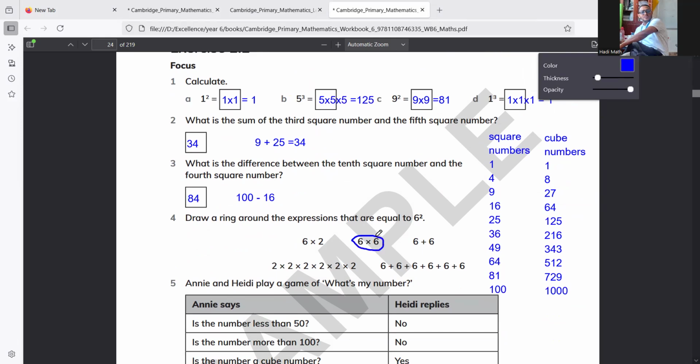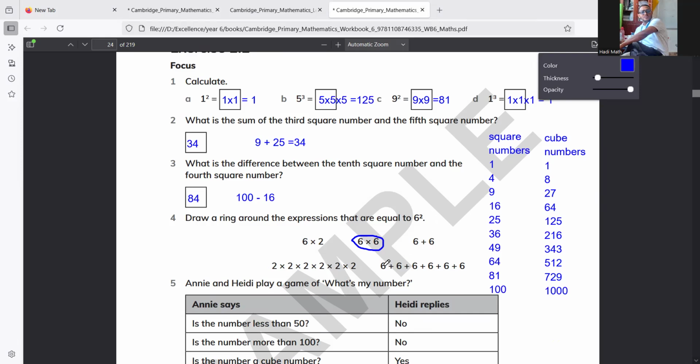You draw a ring around this one. Then 6 plus 6 gives us 12. Some people make mistakes and say 6 squared means 12. No. 6 squared is 6 multiplied by 6, which is equal to 36. This is 2 multiply 2 multiply 2 multiply 2 multiply 2 multiply 2. 2 multiply 2 is 4, 4 multiply 2 is 8, 8 multiply 2 is 16, 16 multiply 2 is 32, 32 multiplied by 2 is 64. That is not equal to 6 squared, because 6 squared is equal to 36.